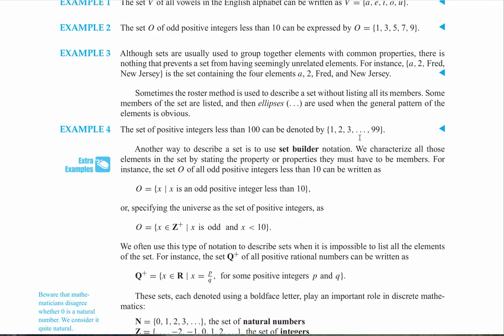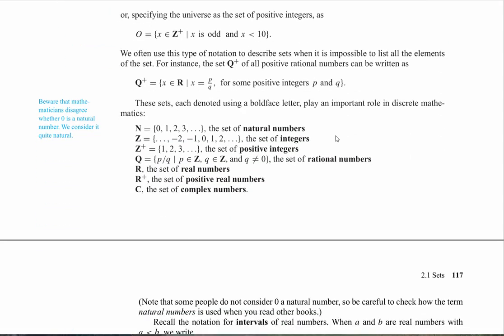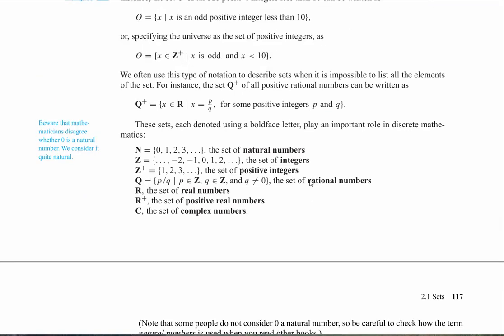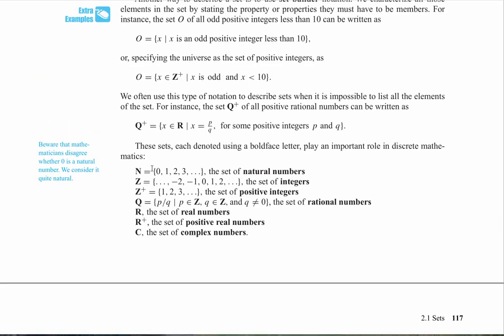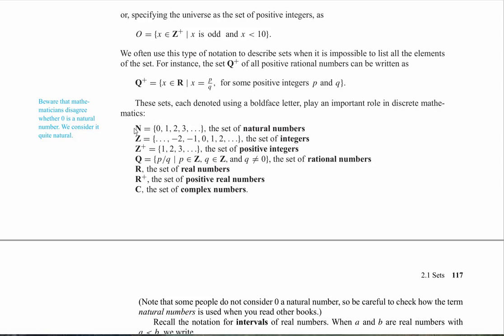You don't want to list them all, so you can use ... instead. And set builder notation. There's one other set here, N, the natural numbers, although it's confusing. Some N's include 0, some N's don't include 0. In number theory, they don't include 0, but in logic they do. So be careful when you see an N.